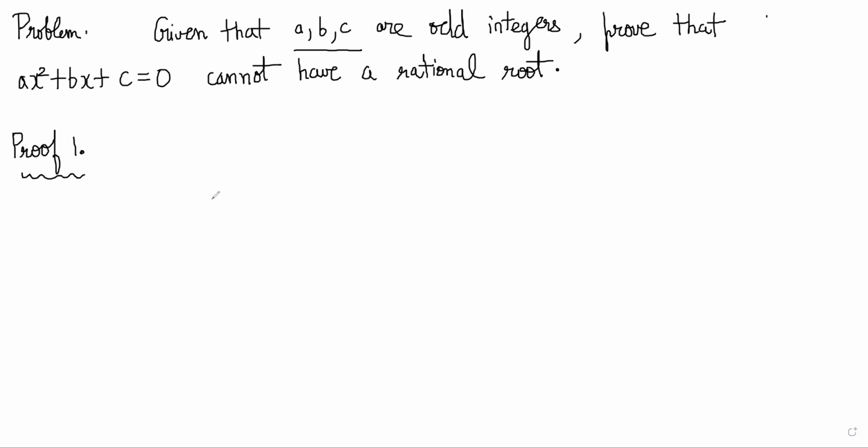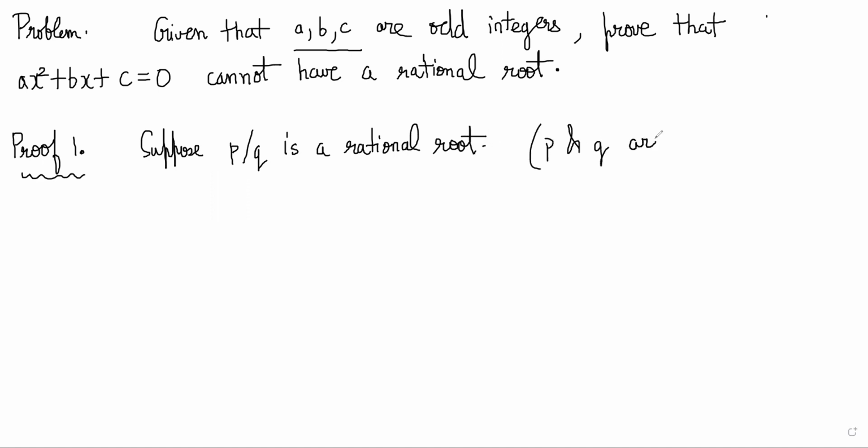So, the first proof. We'll first argue by contradiction. Suppose p by q is a rational root for this quadratic, where p and q are not both even. Obviously, they should not both be even because then you could have cancelled a factor of 2 from both of them. So let's say p and q are not both even.